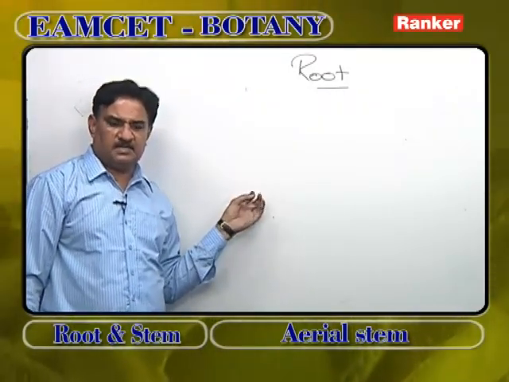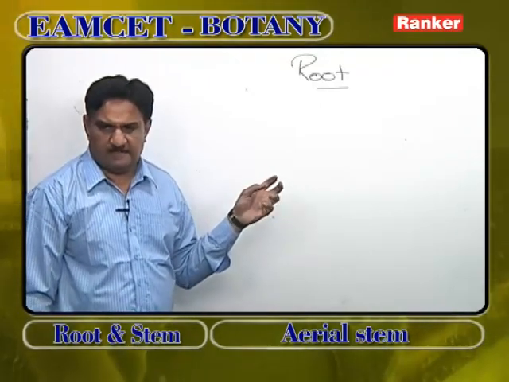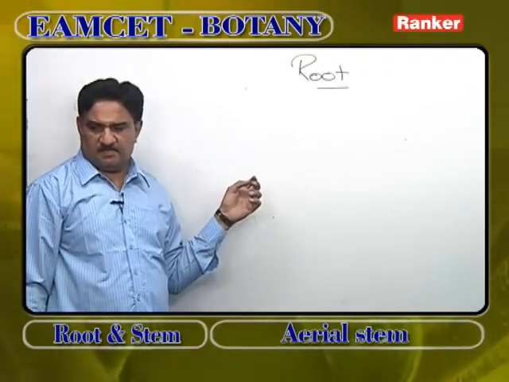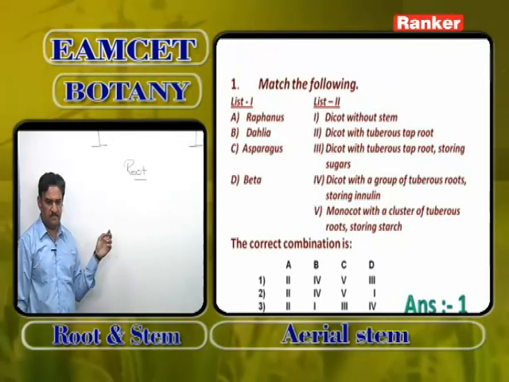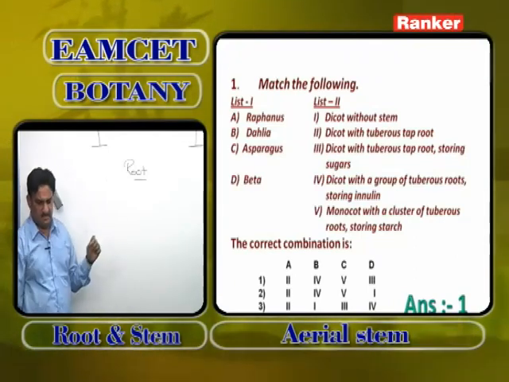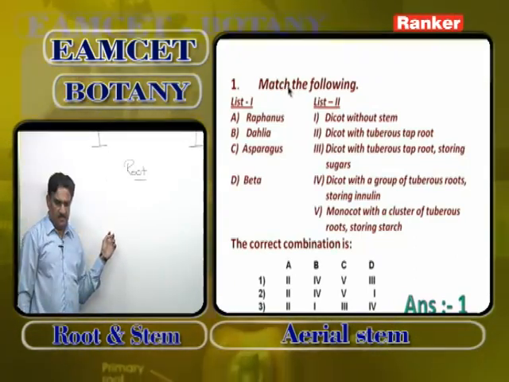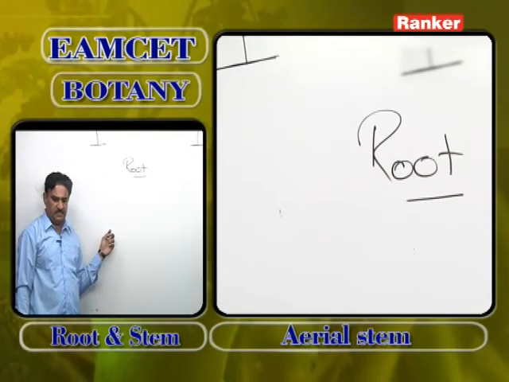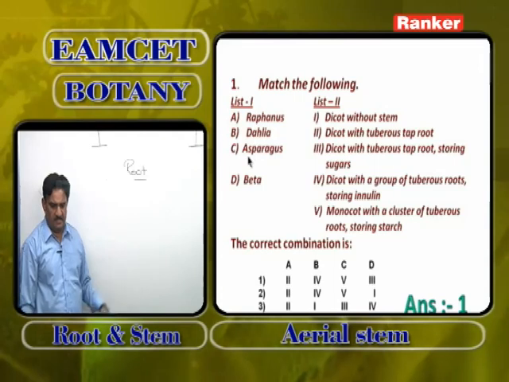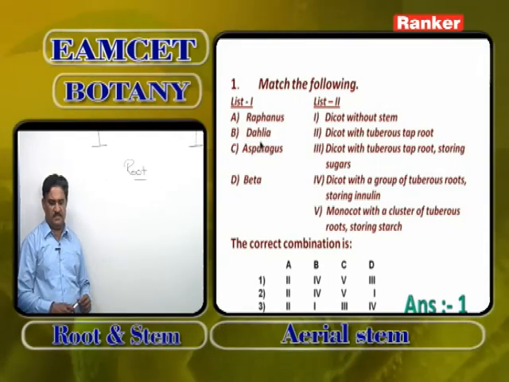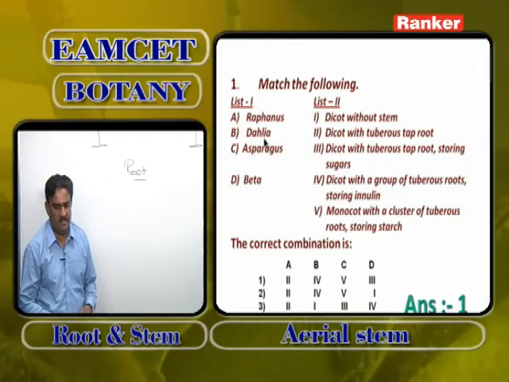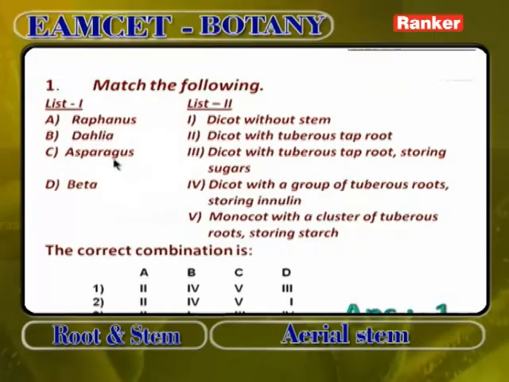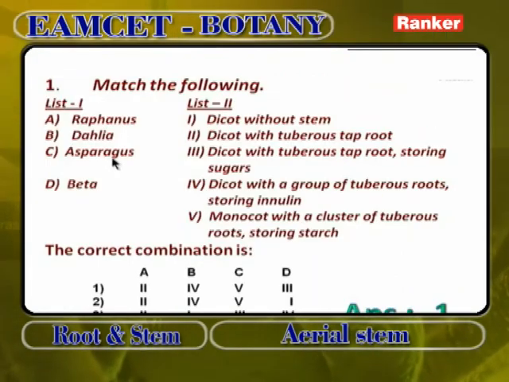Now we discuss some important bits in this root system. Coming to the first question, match the following. Raphanus and other things, answer is 1. Dicot with tuberous taproot is Raphanus. Dahlia is a dicot with a group of tuberous roots, that is fasciculated roots storing inulin. Asparagus is a monocot with a cluster of tuberous roots storing starch.